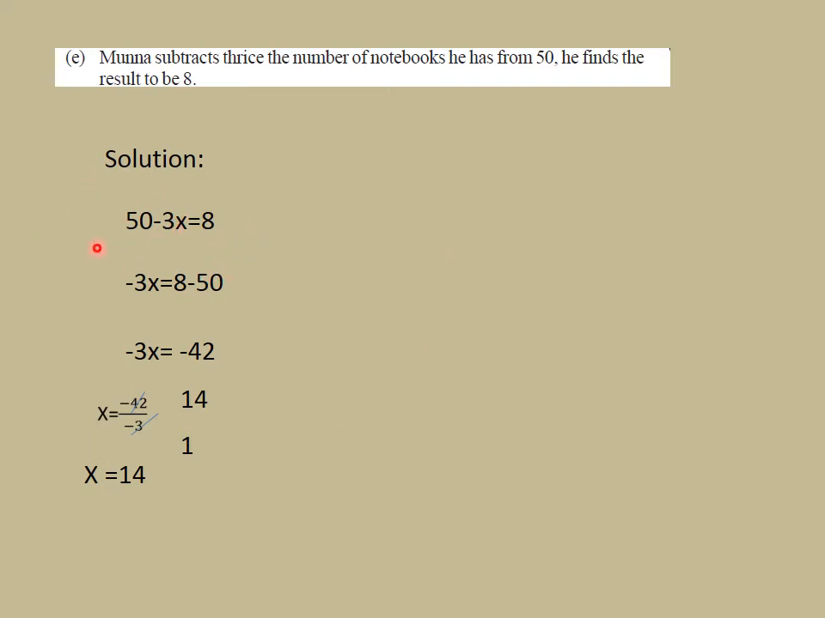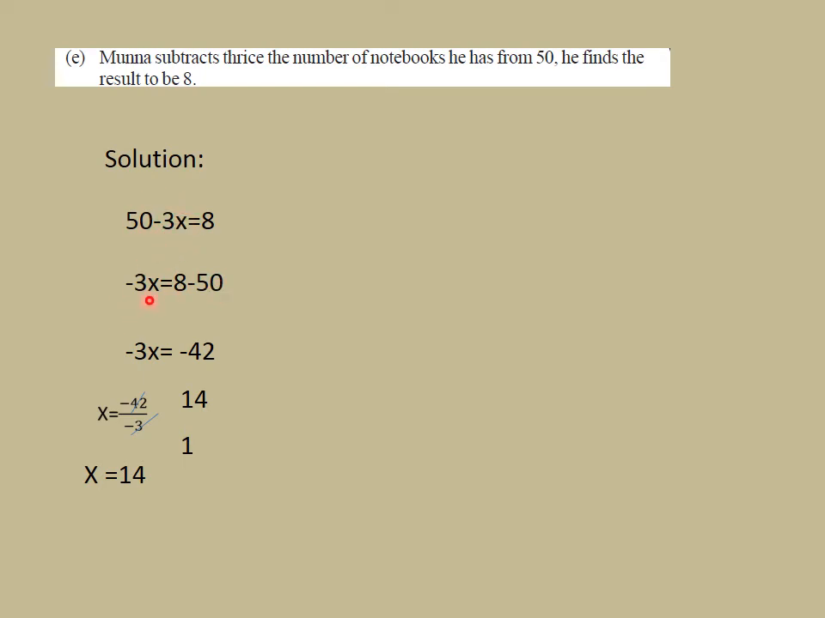You will take plus 50. This is plus 50, isn't it? Because there is nothing before it. It is plus 50. When it goes to the right hand side, what happens? It becomes minus 50. 8 minus 50. And what is left on the left hand side?